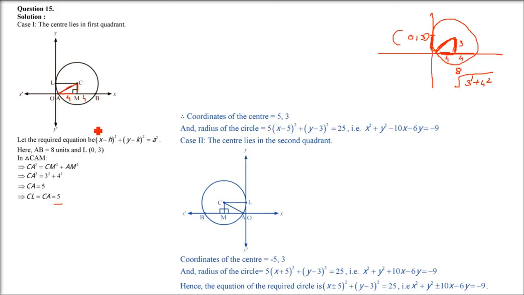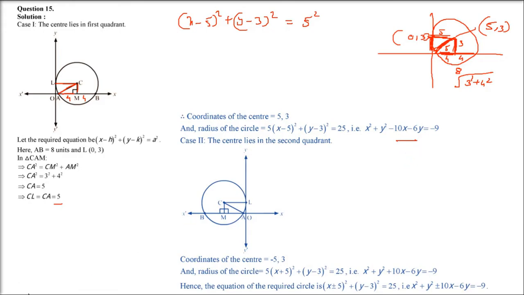See, LC is the distance from the y-axis, and the distance from the y-axis is the x coordinate only. So the x coordinate will be 5 and the y coordinate will be 3. So now we have center as (5, 3). The equation will be (x minus 5) whole square plus (y minus 3) whole square. Radius we already found out, it's 5, so it will be 5 square, that is 25. So this will be the final equation.